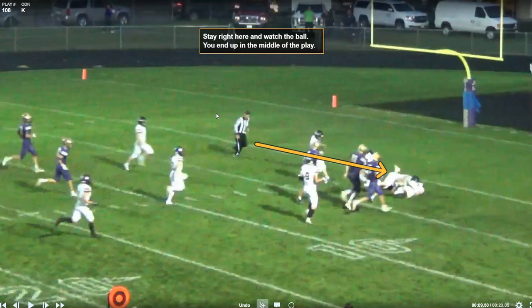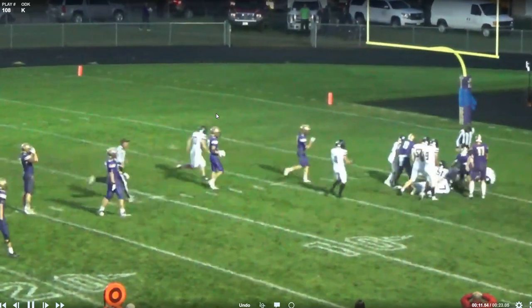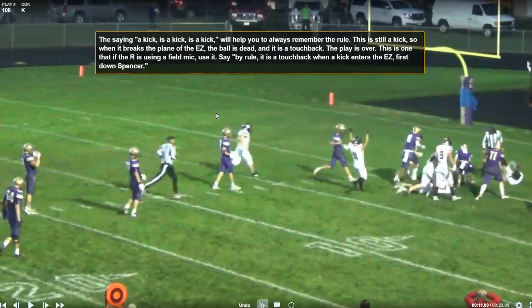Just wait and see what happens, because really all we need to know is that ball break the plane of the goal line. And here's the deal. The ball's still loose right now. All right. So the saying, a kick is a kick is a kick, that's going to help you to always remember this rule. And the rule is a kick stays a kick. And when a kick breaks the plane of the end zone, the ball is dead by rule. And it's a touchback.